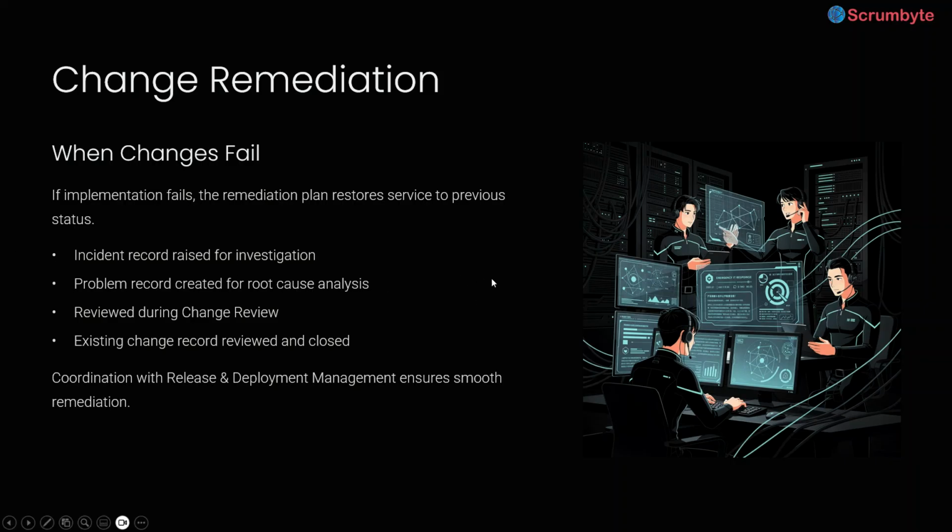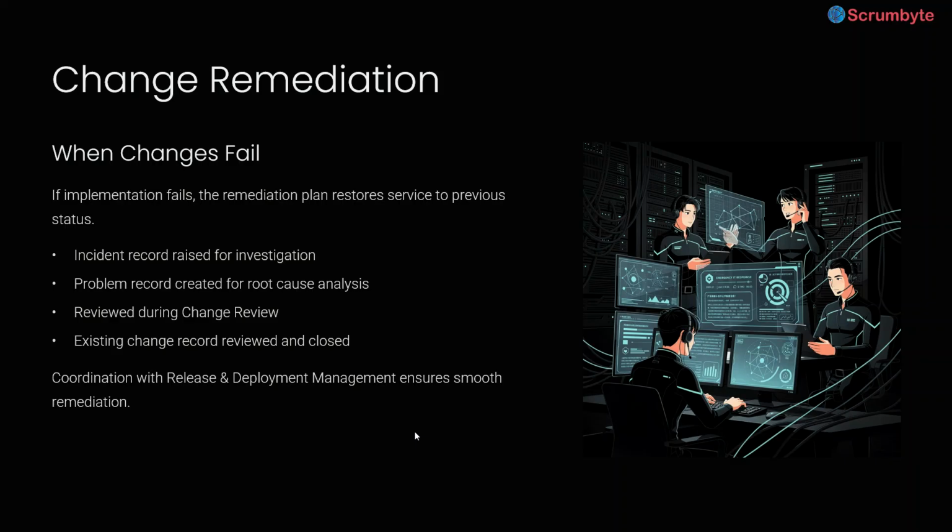So immediately you have to raise an incident saying that, hey, something is wrong with this change. Then a problem record will be created because of this. Then again it goes for a change review, and the existing change record is closed. It's reviewed and closed. There is a problem. So you have to work again with the release and deployment management team to say that, hey, whatever change we have made is not right. We need to go back and figure out in the meantime what type of issue we have to solve here.